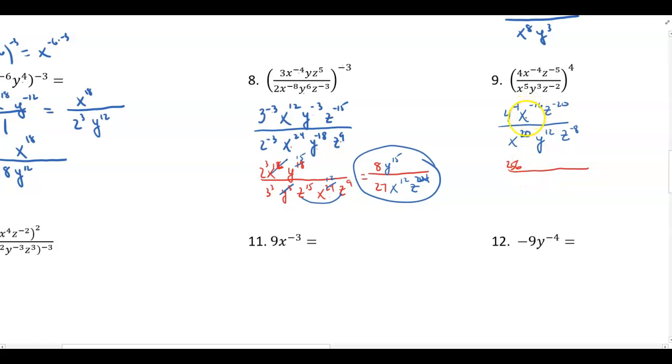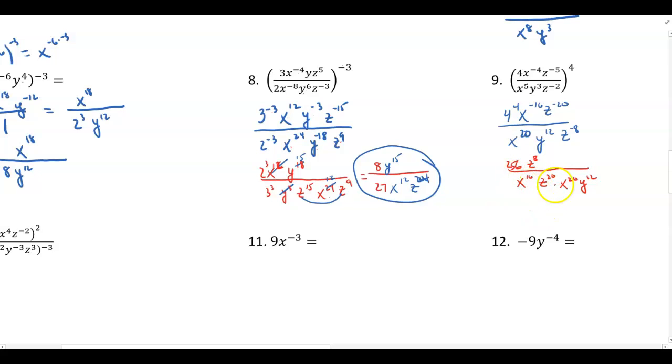256. Now, x to the negative 16 is going to come down below. Z to the negative 20 comes down to make that exponent positive. X to the 20th stays down. Y to the 12th stays down. Z to the negative 8 comes up to make all of those exponents positive.